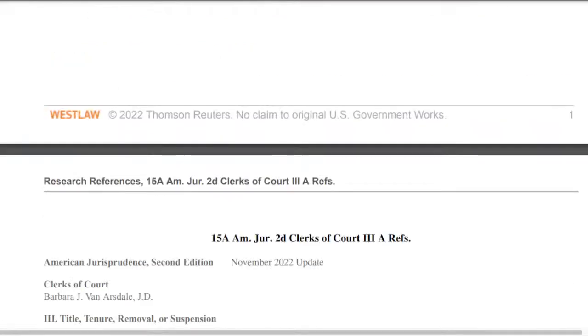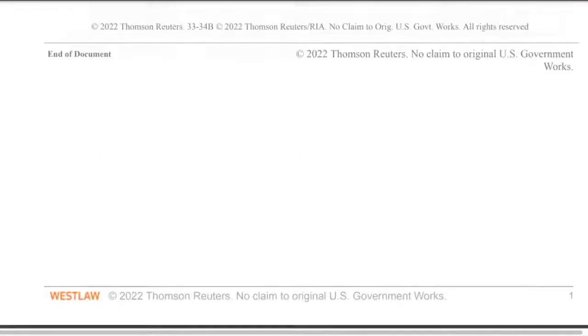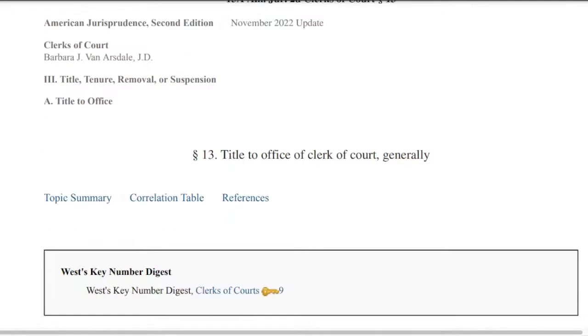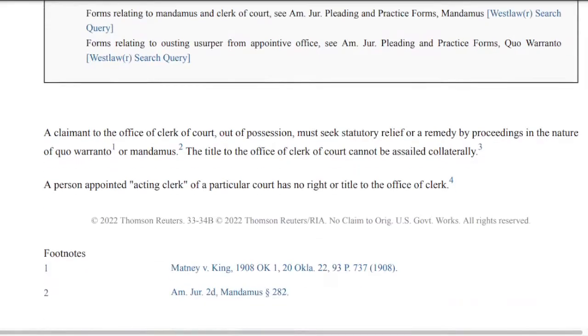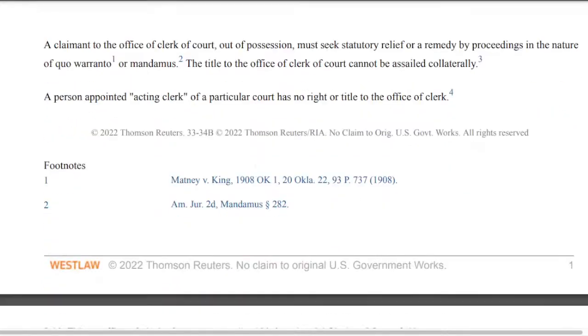The disqualification of federal judge, and now we're on to the next one. Title of office, clerk of court, general. A claimant. Oh, okay, so one we just read. Is it? No, it's a different one.